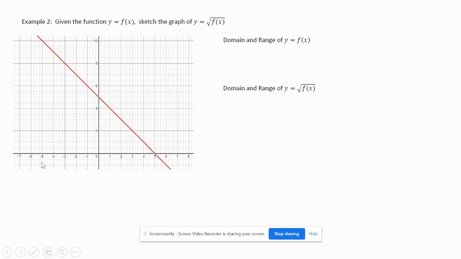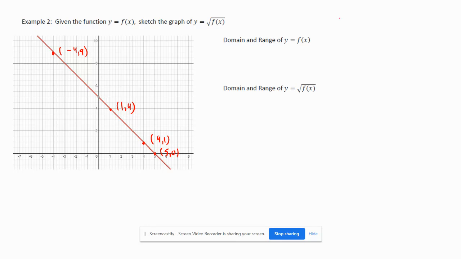Same idea over here. Given the function f of x, sketch y equals square root of f of x. I'm going to circle a few points like this. The reason I'm choosing these points is that these y values are all perfect squares. So I have (5, 0), (4, 1), (1, 4), and (-4, 9). When I do this, I'm square rooting my y values.